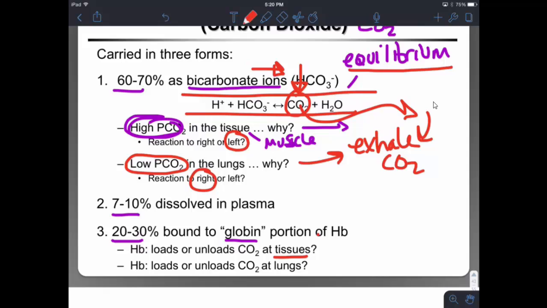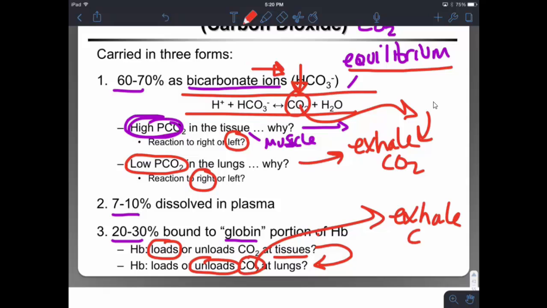Okay, so what do you think happens in the tissues? Hopefully you know, or you guessed, that hemoglobin is going to load CO2 in the tissues because that's where it's being produced, that's where it needs to be picked up, and that's where it needs to be carried to the lungs. And once hemoglobin carrying CO2 gets to the lungs, it's going to unload, which will allow us to exhale and get rid of CO2.